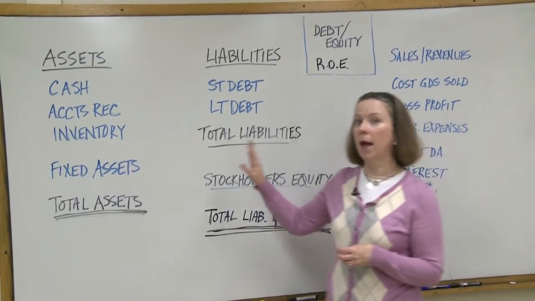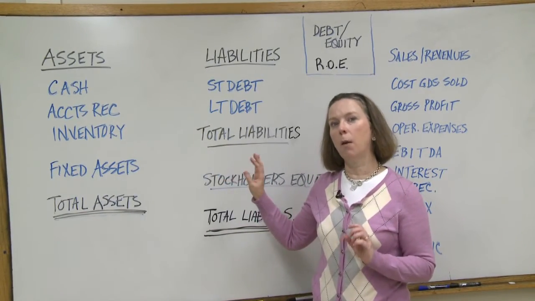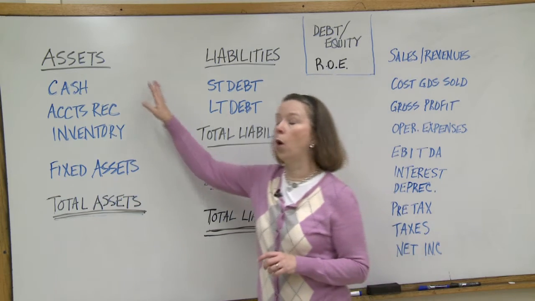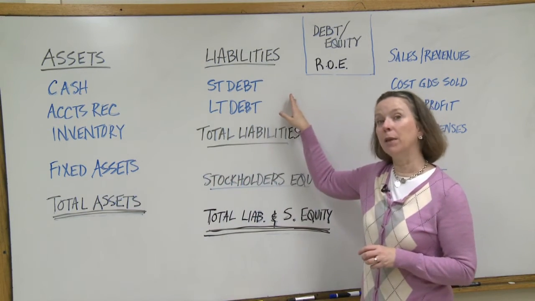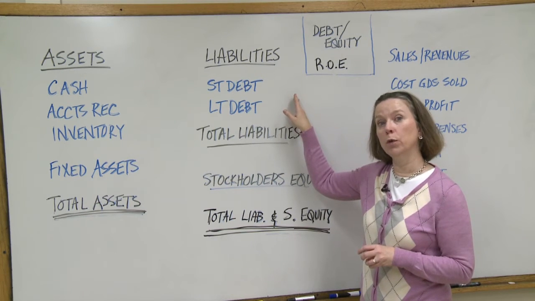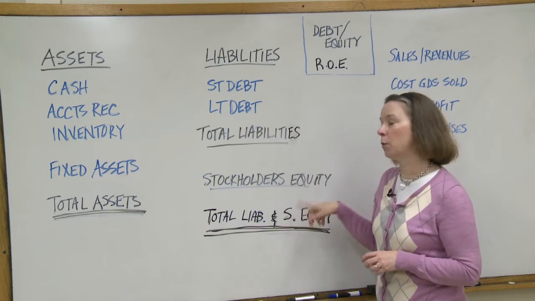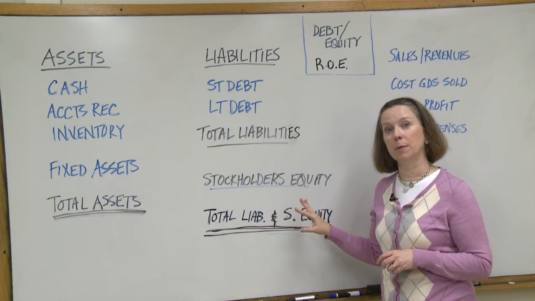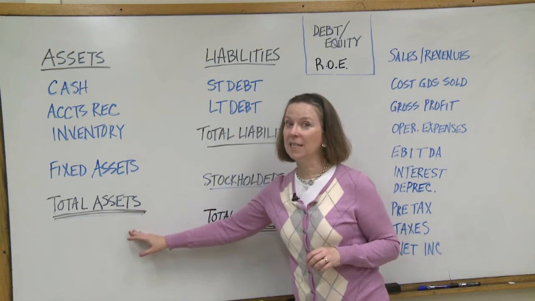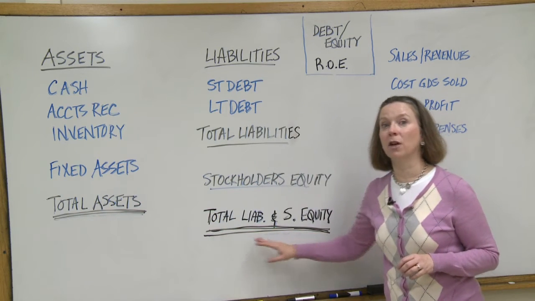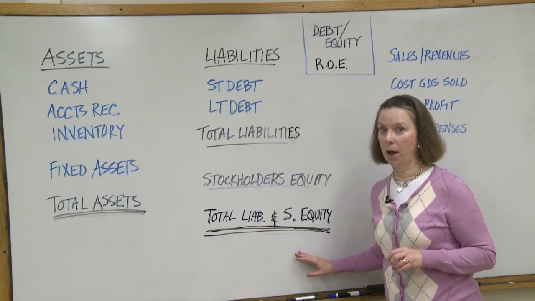statement. Now, a balance sheet, if you'll recall, is a snapshot at one moment in time. It lists all of the assets, the things that a company owns, all of the liabilities, the things that a company owes, and the difference between those two figures represents the stockholders' equity or their investment in the business. A balance sheet has to balance. The total amount of assets has to equal the total amount of liabilities and equity combined.